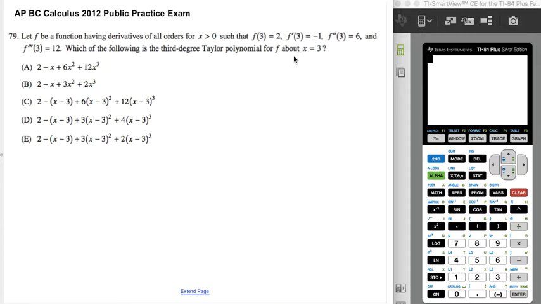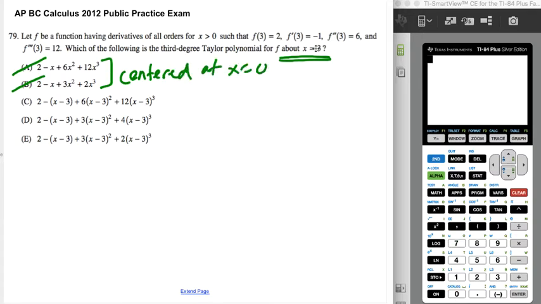So right away, this "about x equals 3" means we can cross off these answers because these are clearly centered at 0, right? So these are centered at x equals 0, and that's not right. We were supposed to center at 3.